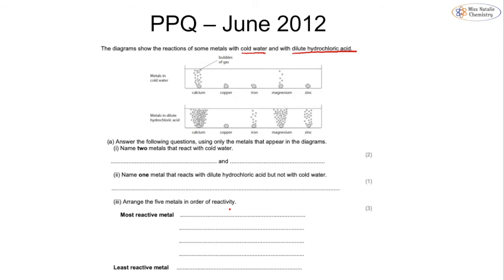So we want to name two metals that are going to react with cold water. We just look at the picture and we can see that it is calcium and magnesium. And then one metal that reacts with dilute hydrochloric acid but not with cold water. Well, there are two possible options here. We can see that iron reacts with the acid but not water, or zinc is also a perfectly acceptable answer.